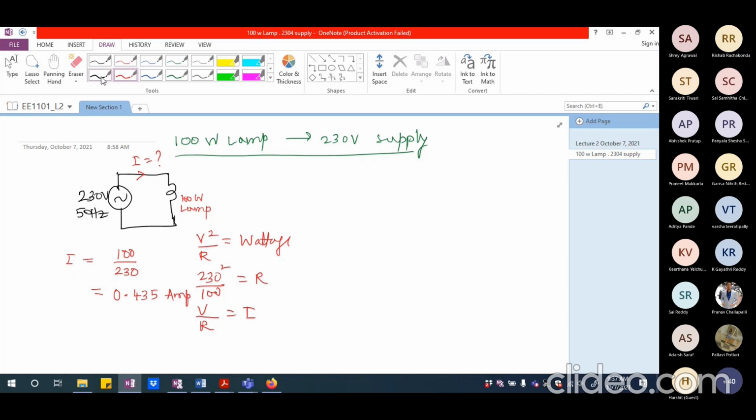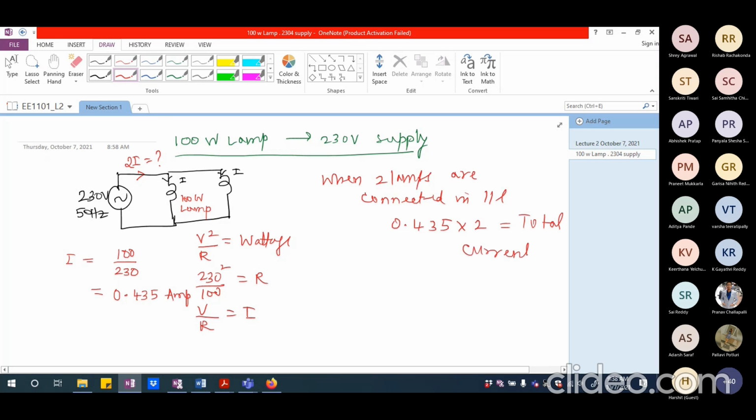Now, if I try to connect one more lamp in parallel, then I'm going to have a current flowing here as I, and one more current flowing here as I. So I'm going to get 2I as the current flowing here. Am I right? So when two lamps are connected in parallel, I'm going to have 0.435 multiplied by 2. That is going to be the total current.